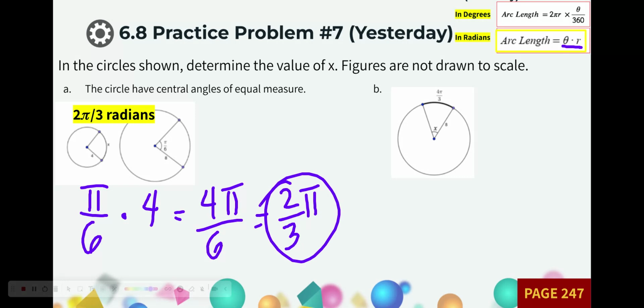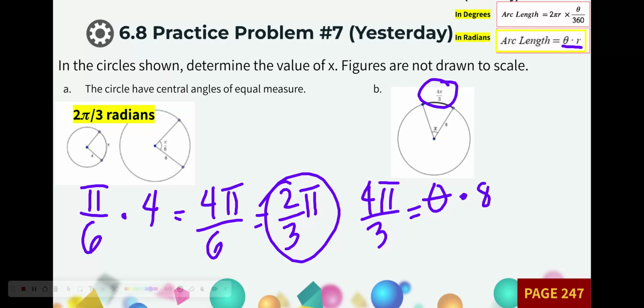For the second one, this is the same thing. However, the arc length is given, so we're going to create an equation. We have 4 pi over 3, which is the arc length here, equals theta, which is unknown, which is the x, times the radius 8. So you cross multiply this one.